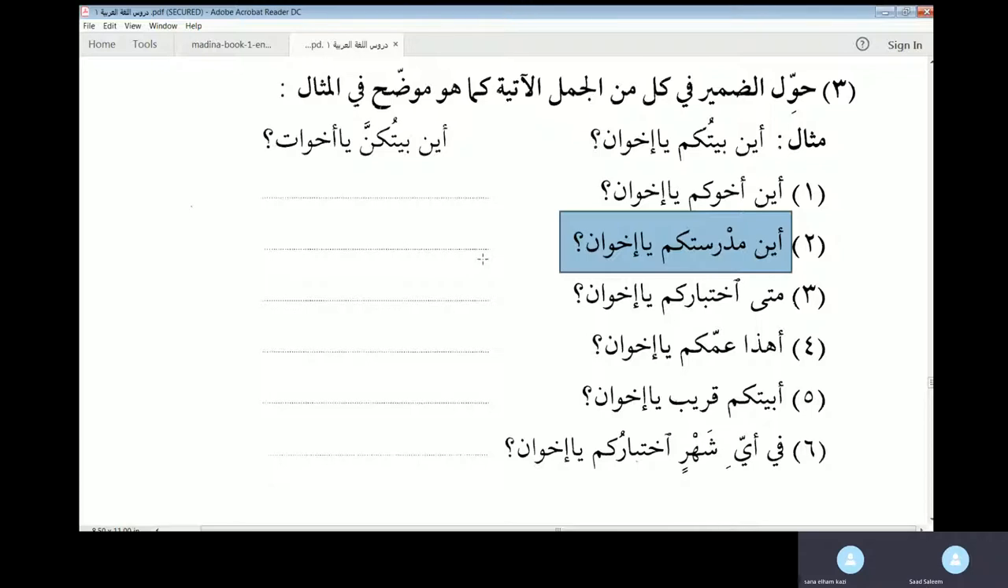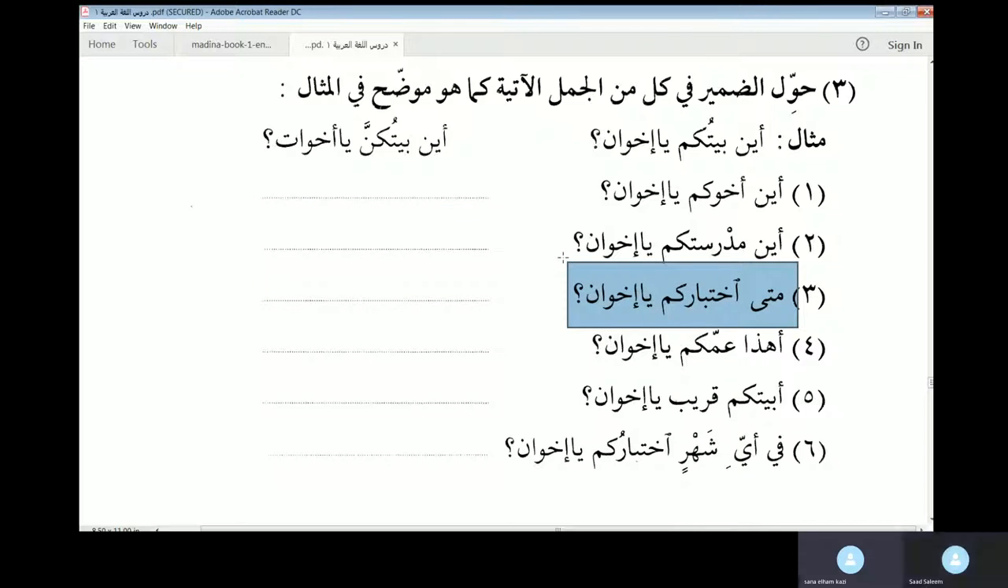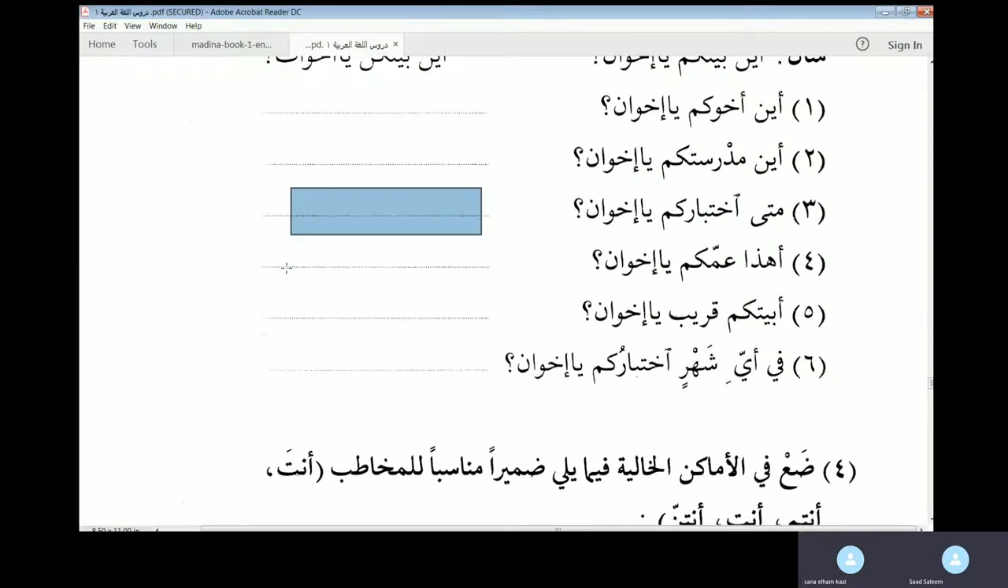Aina madrasatukunna ya akhawatu? Where is your school, oh sisters? Mata ikhtibarukum ya ikhwanu? When are your exams, oh brothers? Mata ikhtibarukunna ya akhawatu? When are your exams, oh sisters?